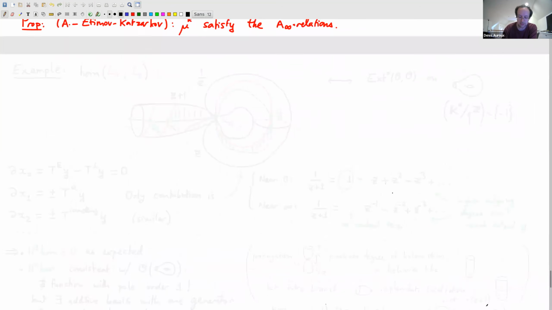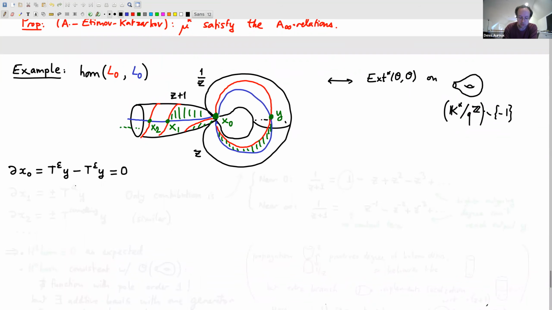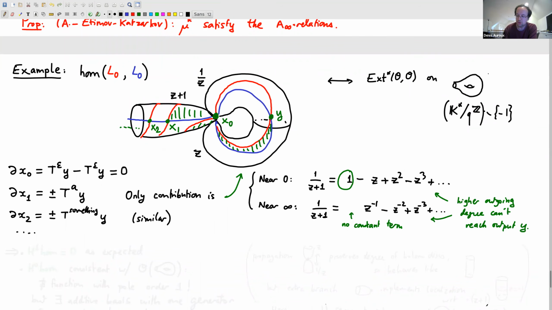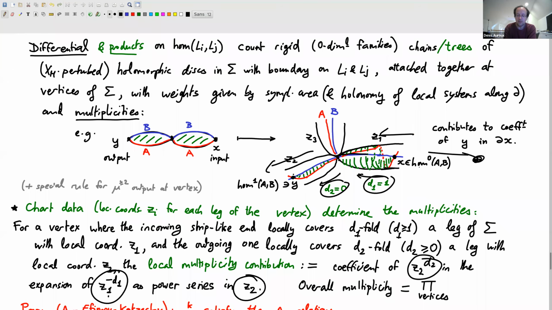Okay, let me show you this example, for example, here. This is like trying to understand functions on a punctured elliptic curve in a very roundabout way. So the objects are trivalent graphs, and they have one leg on each thing at a trivalent vertex. The holomorphic disks just pass through a vertex, jumping from one leg to another leg.